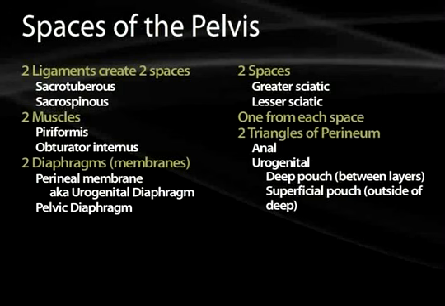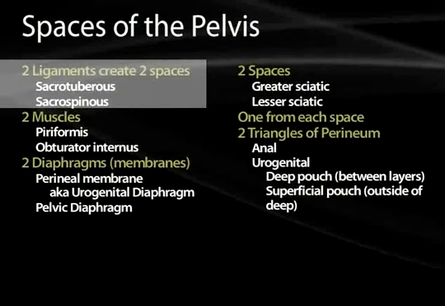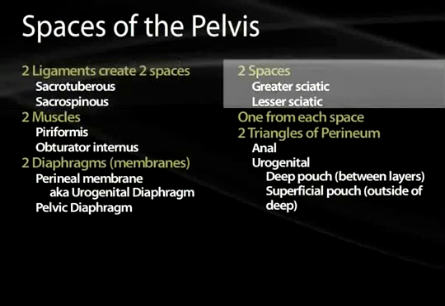Let's talk about the spaces of the pelvis. We have a rule of twos in the spaces of the pelvis. There are two ligaments that create two specific spaces, and they're going to be the sacrotuberous ligament, which will form the greater sciatic foramen, with the sacrospinous ligament, and there's going to be the lesser sciatic foramen.